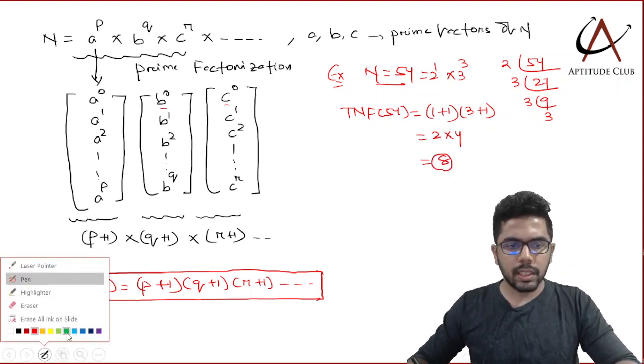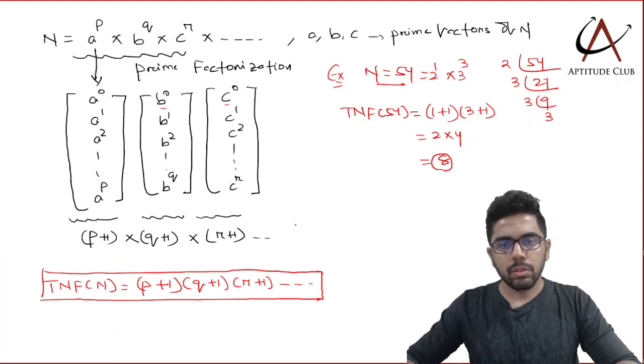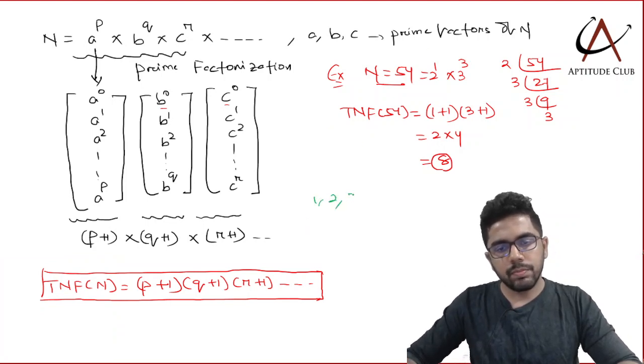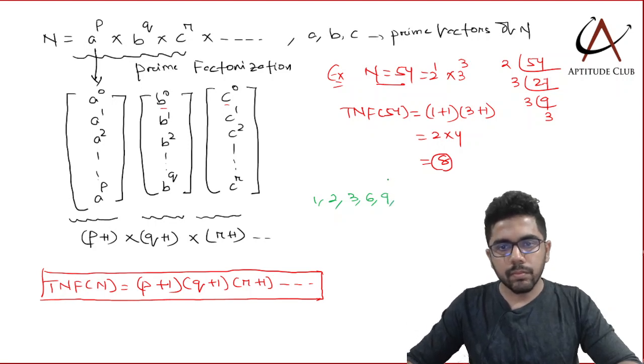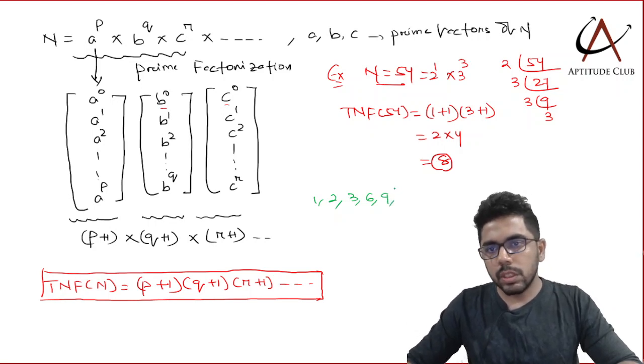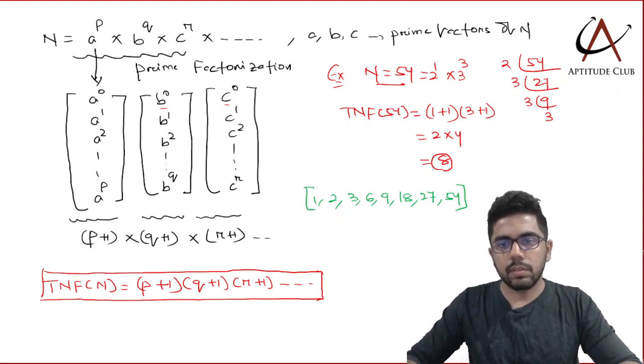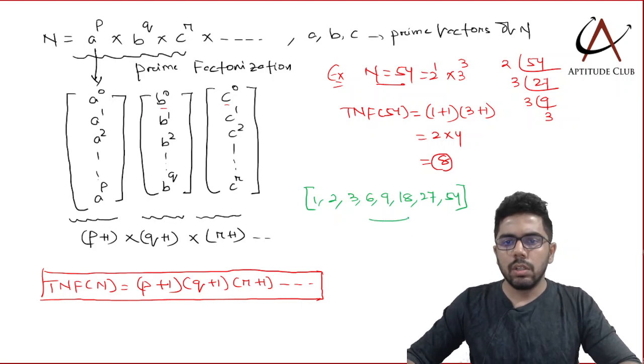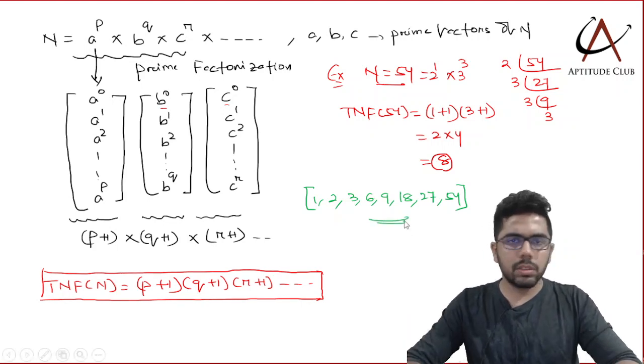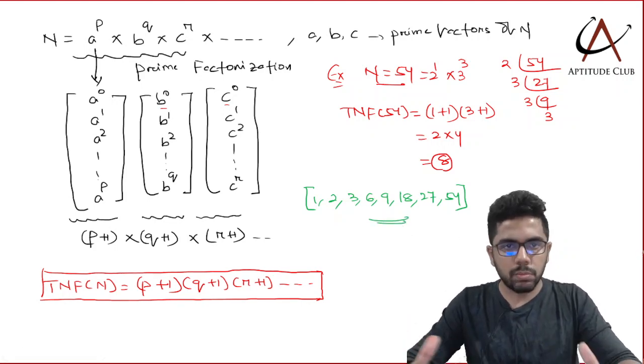So let me check, are there 8 factors of 54? So 1, 2, 3, 6, 9, then 18, then 27, then 54. Check all 8 factors. Okay, 1, 2, 3, 4, 5, 6, 7, 8. So I'm taking small numbers, but the principle applies to all the numbers.